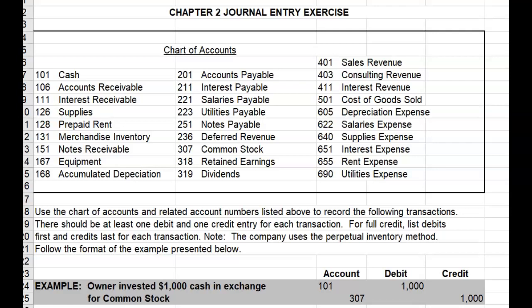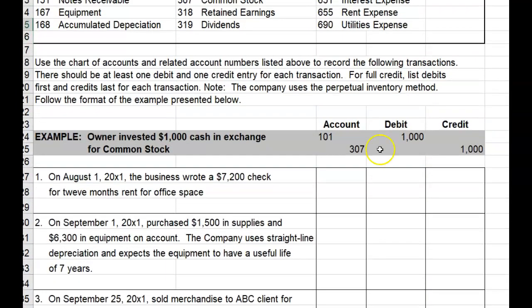Let's begin writing journal entries for a corporation that provides consulting services to its clients. It also sells merchandise inventory. This company uses the Perpetual method to account for its inventory. And we're going to take a bit of a shortcut when recording these journal entries. I have provided a detailed chart of accounts. Instead of writing account titles, you will write account numbers similar to this example given to you on the worksheet.